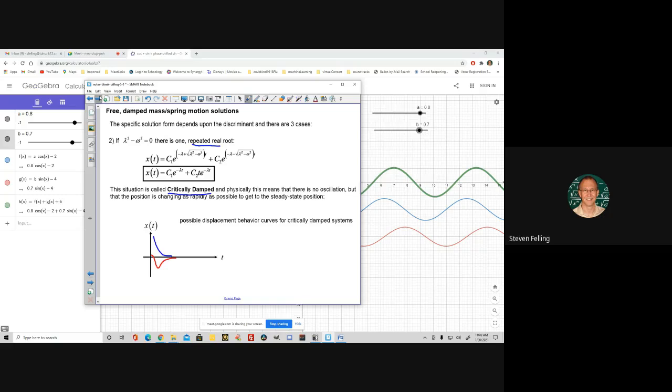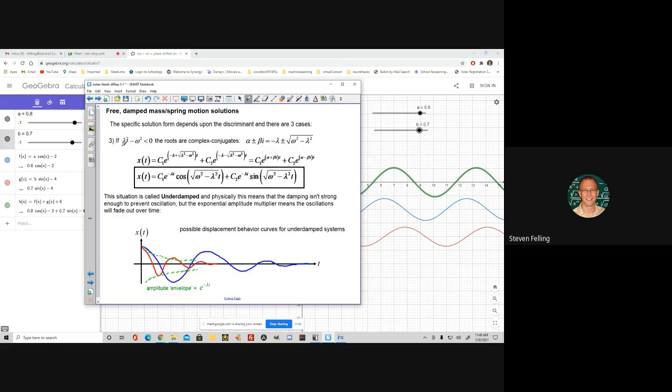Okay. The third possibility is if in the roots the discriminant is negative, and so if we get negative, then we're going to have a complex number, alpha plus or minus beta i, because this will be a negative number, and that means we have the most general form of the solution where you have a negative exponential from the real part, and then you have also a complex number, so you have cosine of that t plus sine of that t. This particular situation is called underdamped, and it physically means that the damping isn't strong enough to prevent this from oscillating before it reaches equilibrium.